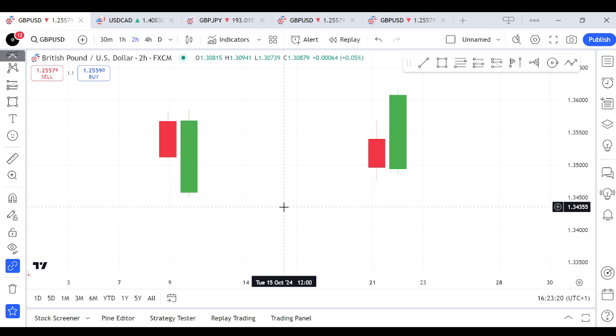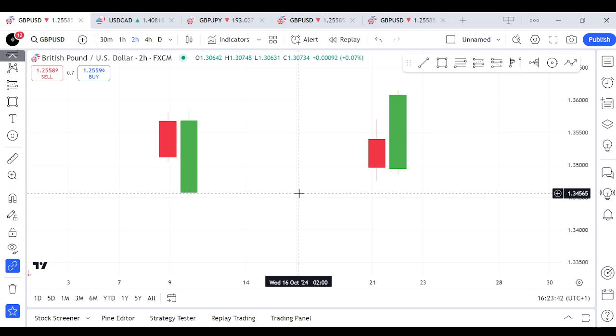So whether you're a beginner or an experienced trader, understanding these patterns will provide you with an edge in the forex market. So stick around until the end of this video as we break down the most important double candlestick patterns and show you how to use them effectively in your trading strategy. So let's hop onto it.